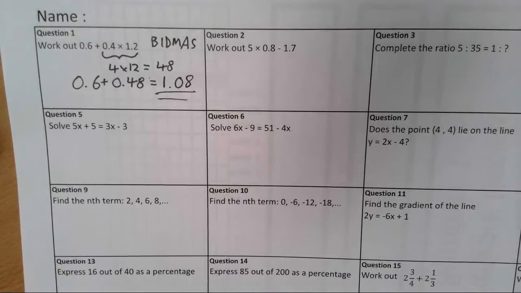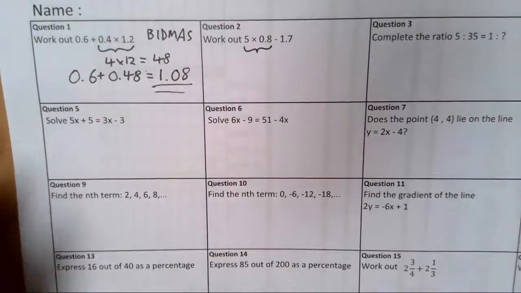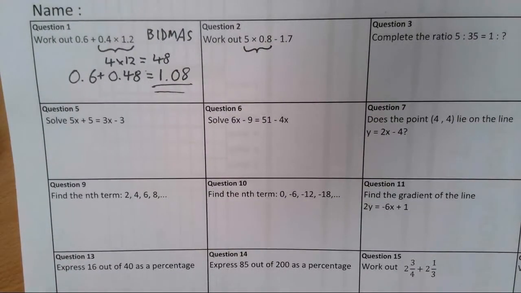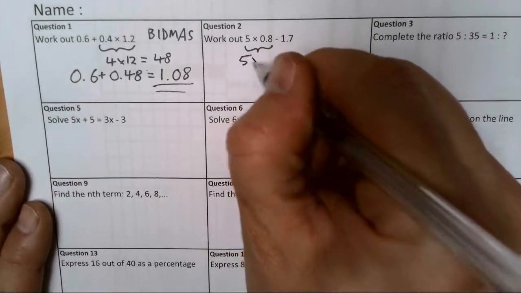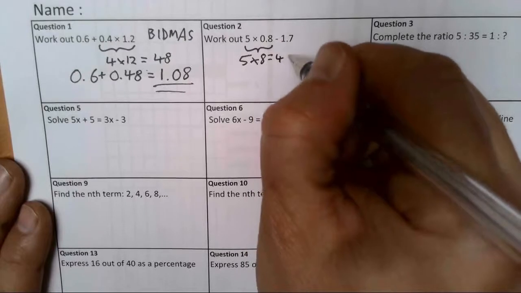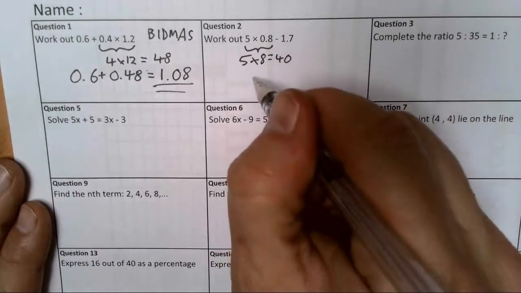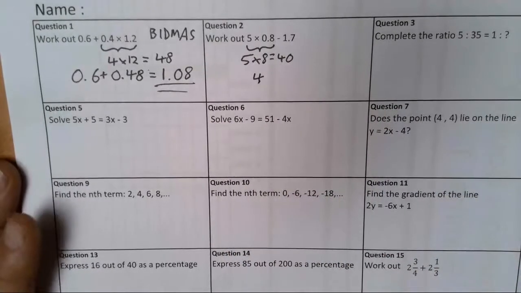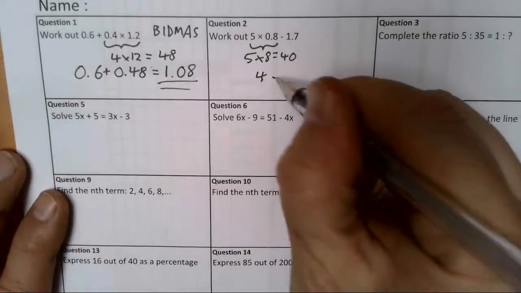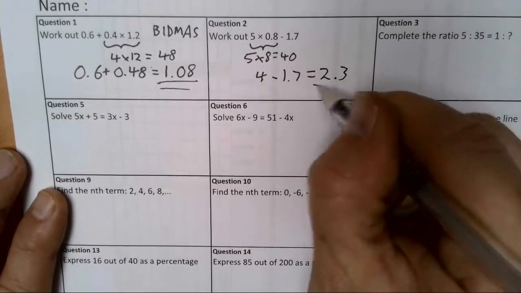So this is a couple of skills coming together in this. In this one, yes, you do have to apply BIDMAS, but in reality that's going to work left to right anyway. So 5 times by 0.8. Well, if I do 5 times 8, that gives me 40. But then that 0.8 is being multiplied by 10. So 5 times 0.8 is just 4. I have to divide that by 10. So I've got 4, take away 1.7. So that gives me 2.3.